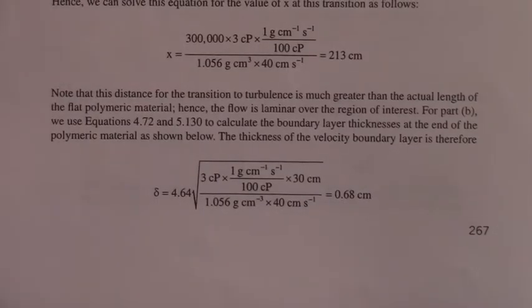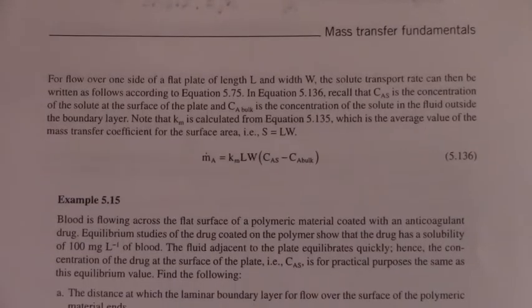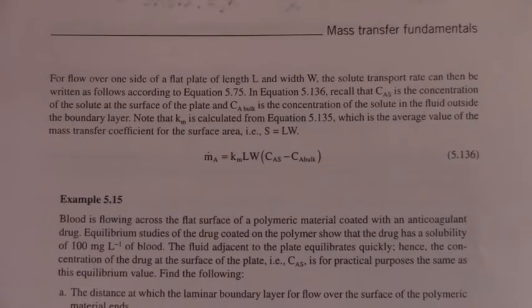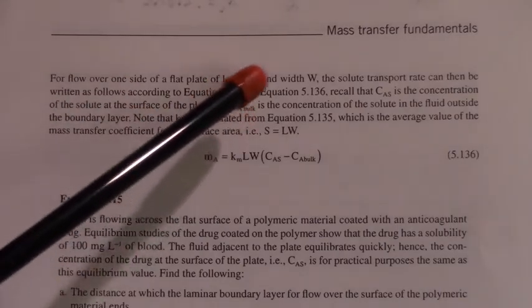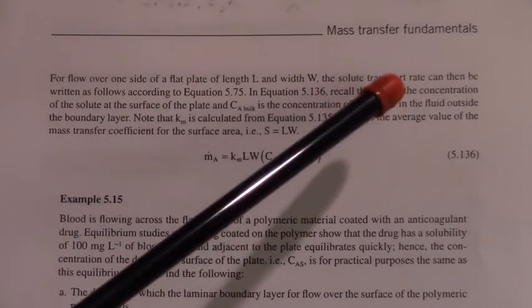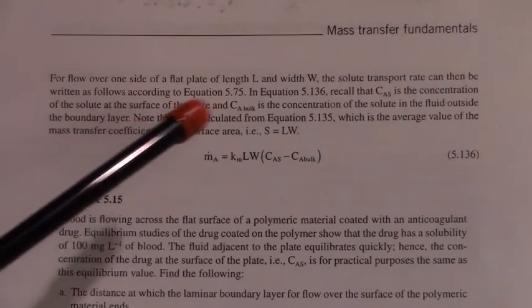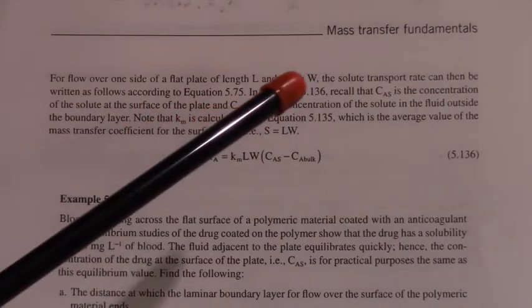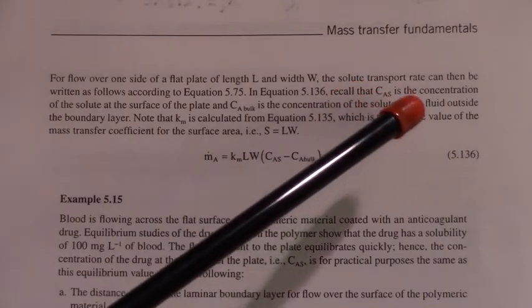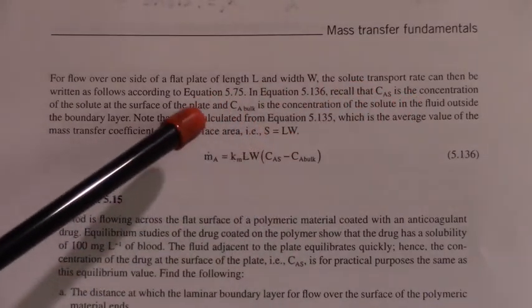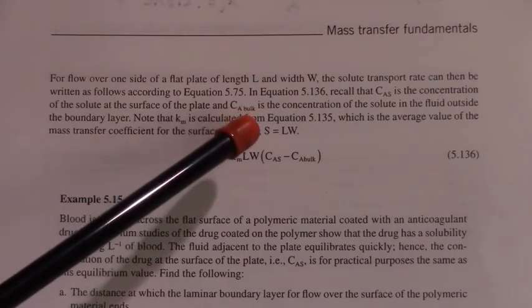Now how you use the average mass transfer coefficient, we talk about that up here at the top of the next page. So for flow over one side of a flat plate of length L and width W, the solute transport rate can be obtained as follows. We recall that the surface concentration is CAS, and we'll let CA bulk be the bulk concentration.